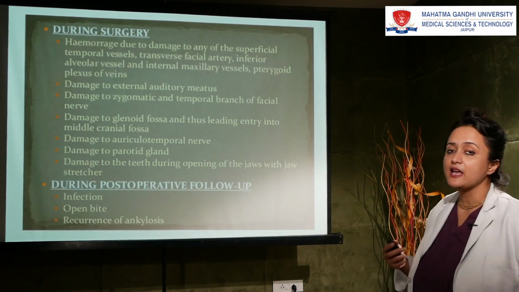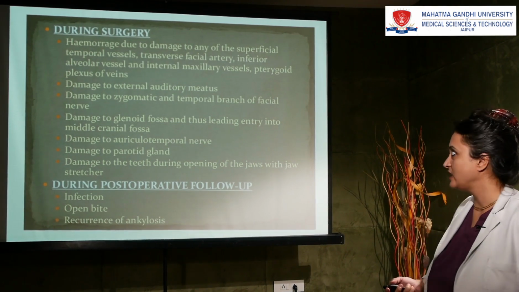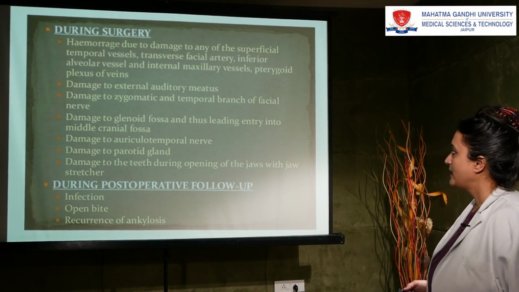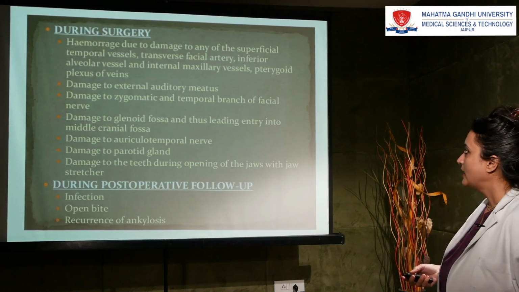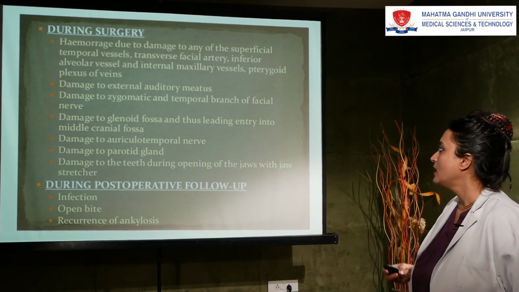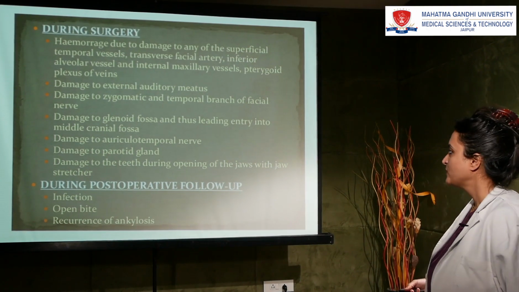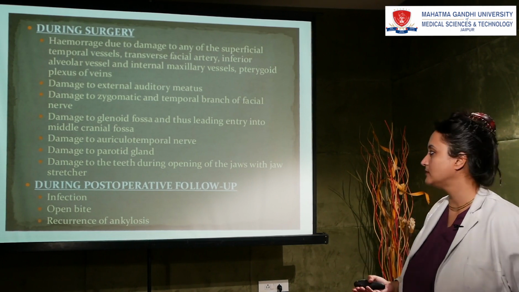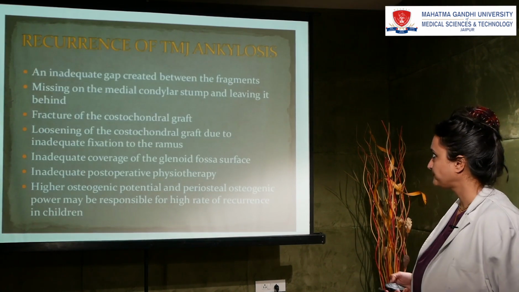During the surgery, there can be hemorrhage due to damage of the superficial temporal vessels, transverse facial artery or alveolar vessels; the internal maxillary or pterygoid venous plexus can also be involved. There can be damage to the external auditory meatus because the cartilage lies very close, damage to the zygomatic temporal branch of the facial nerve, damage to the glenoid fossa, damage to the auriculotemporal nerve or the parotid which lies just inferior to it. Now, during the post-operative follow-up, there can be infection, wound dehiscence, open bite or recurrence if the patient fails to do the follow-up.